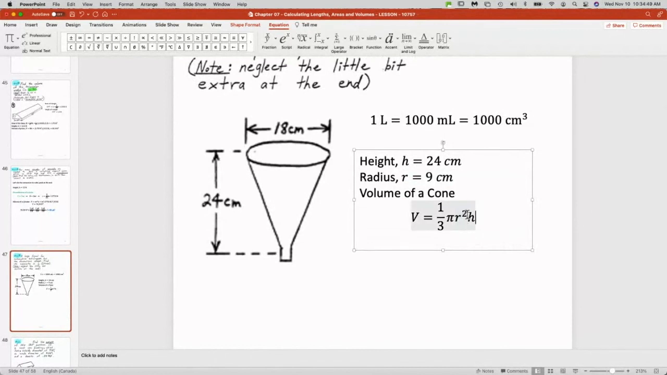Okay, so here we go. We got all the goods here. The volume is equal to 1/3 pi r squared, which is 9 centimeters squared, times the height, 24 centimeters. Pi divided by 3 times that.